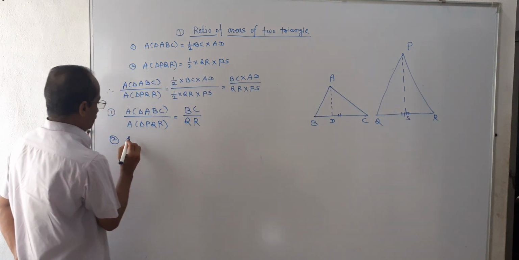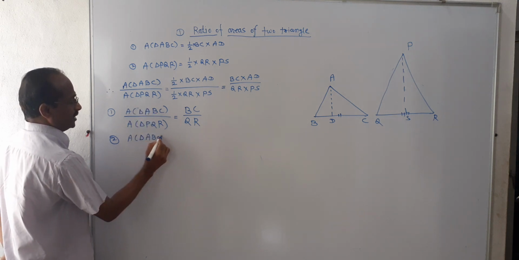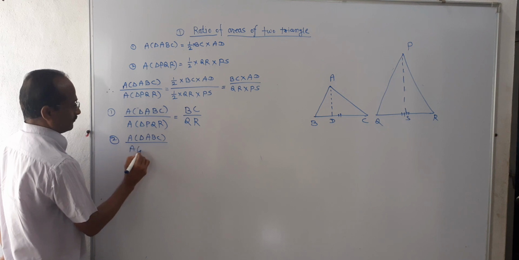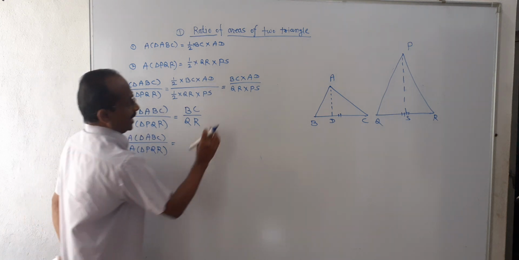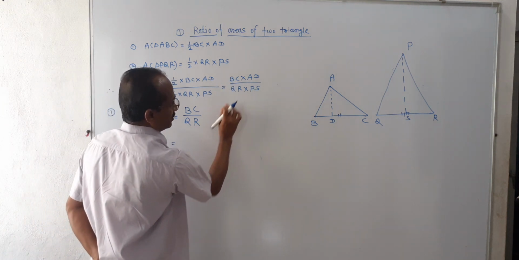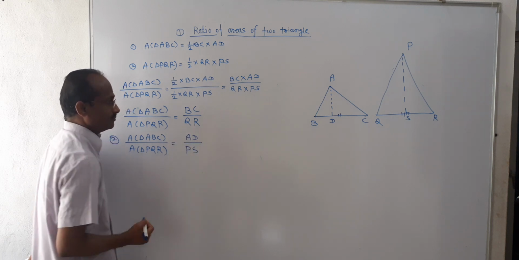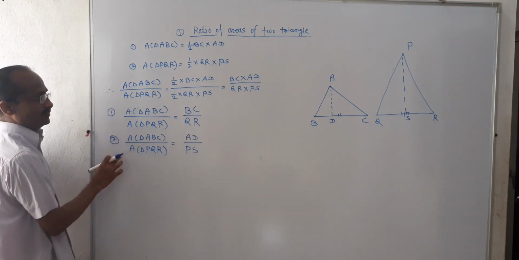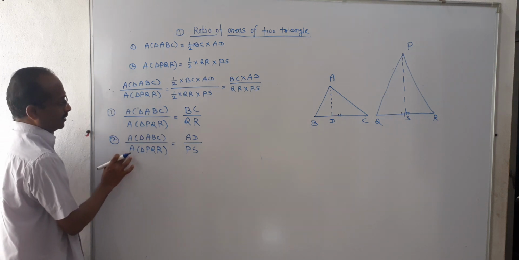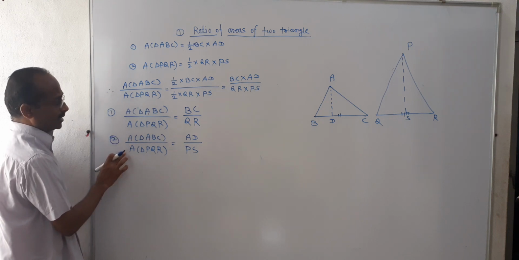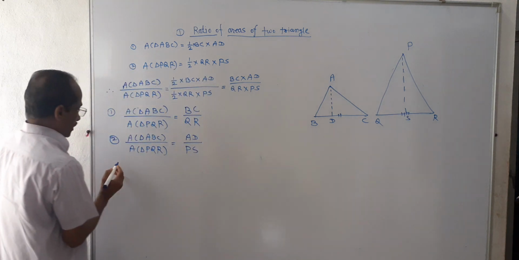Now if the base is equal, then what happens to this equation? Area of triangle ABC divided by area of triangle PQR equals, as the base is equal, they get cancelled, so the remaining part is AD divided by PS. So this property of triangles is used to find the ratio of areas of two triangles if the bases of the given triangles are equal.